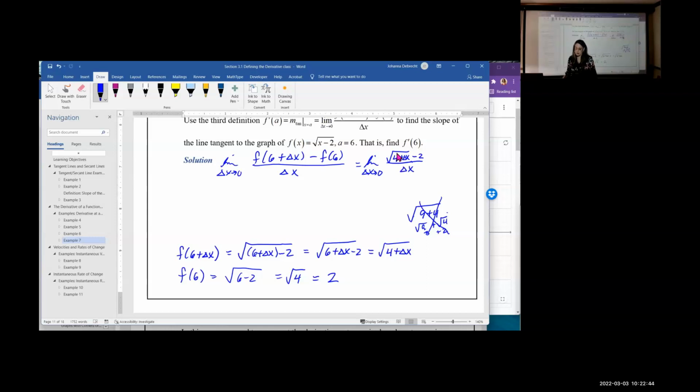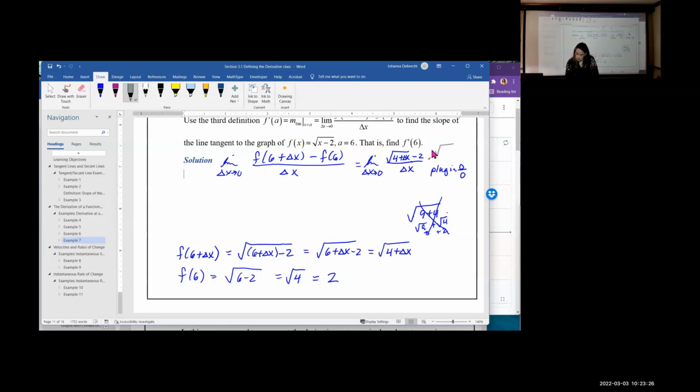Now, the first thing that we would try would be to plug it in, right? And see if we get an answer. But if I plug in delta x is 0, that gives me the square root of 4, which is 2. And then 2 minus 2 is 0 over 0. So if I plug in, I get 0 over 0, which is that indeterminate form, which tells me that that method didn't work. It does have a radical in it. So since it has a radical in it, what would you probably try to do instead? Multiply by the conjugate of the one with the radical.